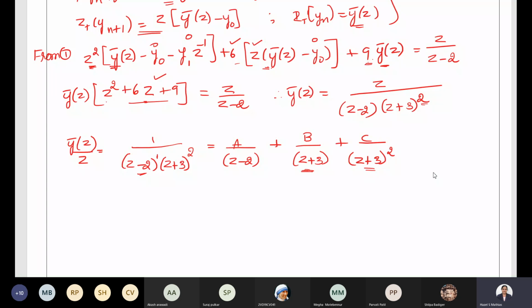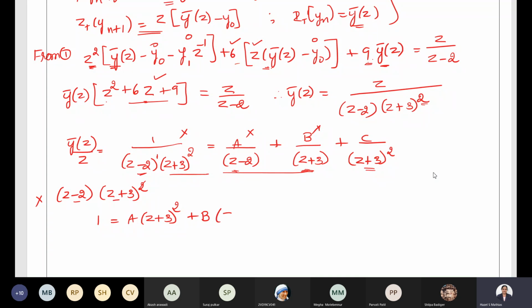What do we do for that? We multiply the entire expression by z minus 2 into z plus 3 the whole square. Multiply everywhere, here and here. When you multiply over here, denominator and numerator are the same, every term gets cancelled, so 1 remains. Multiply over here, z minus 2 is in the denominator, so z minus 2 gets cancelled. What remains? A into z plus 3 the whole square plus B into, when you multiply over here, z plus 3 is in the denominator, so one of the z plus 3 gets cancelled. What remains? z minus 2 into z plus 3.